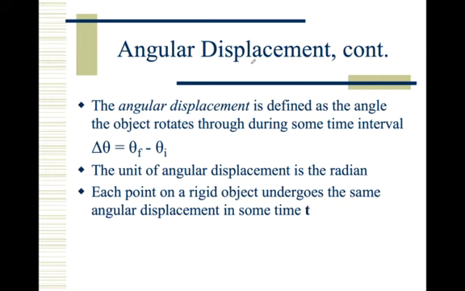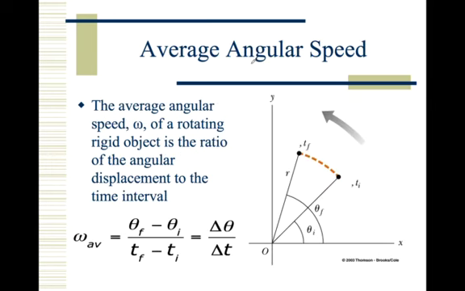Every single point undergoes the same angular displacement in the same time t, which you can sort of guess where I'm leading into this. The new idea here is angular speed. Every single point on a rigid body has the exact same delta theta in the same amount of time, delta t. And we're going to define a new quantity here called the average, or just the angular speed.